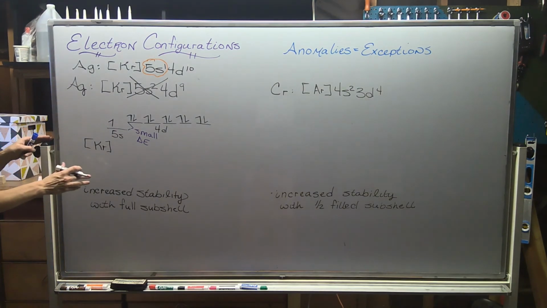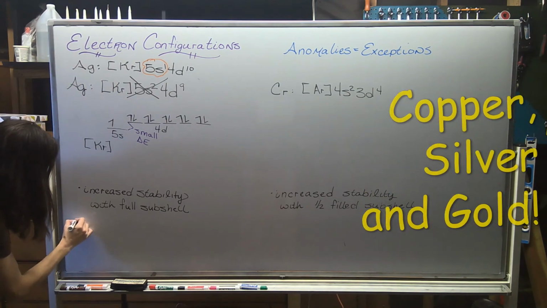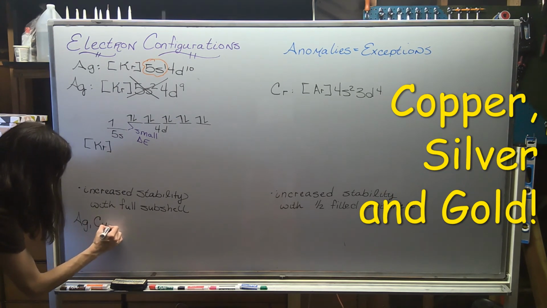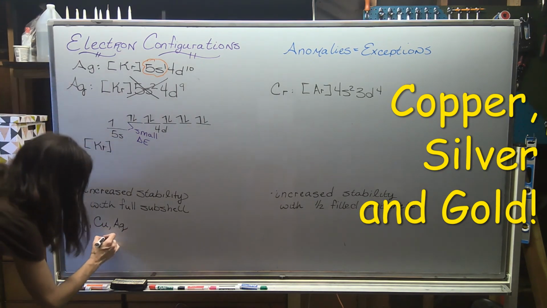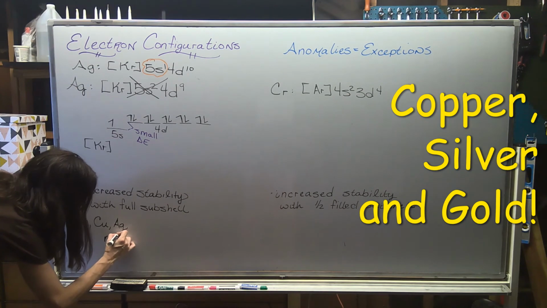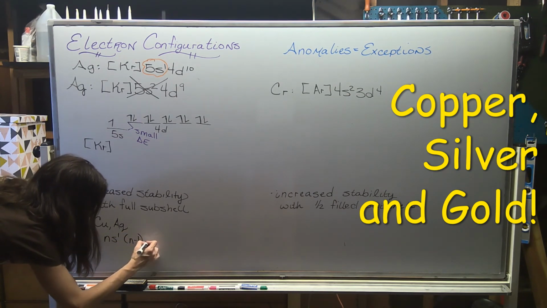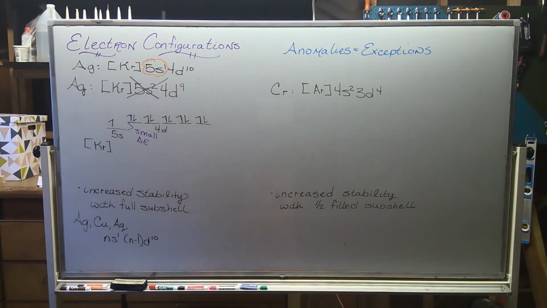So besides silver, everyone in that same group will exhibit a similar anomaly. So we see the same anomaly with copper and gold as well, where you're going to have ns1 and (n-1)d10 as your electron configuration.